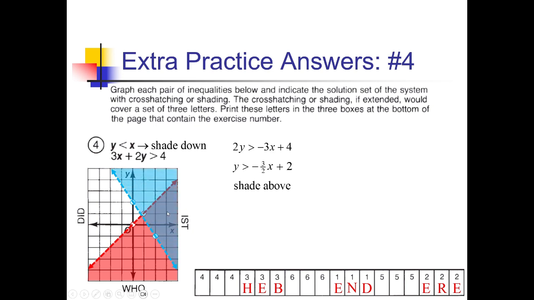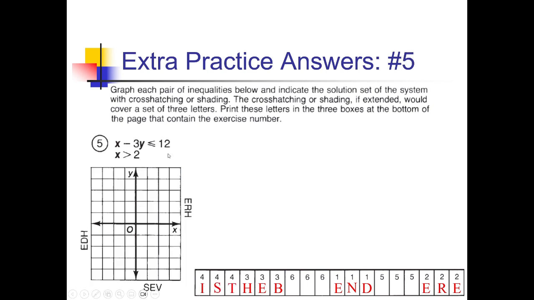And then the intersection between those two shadings right here, that gives us IST. So that's going in spot 4 at the beginning here. So IST. For this next one, the very first inequality needs to be rearranged, and there's a little curveball that they threw on this one. You'll see what it is in a sec.